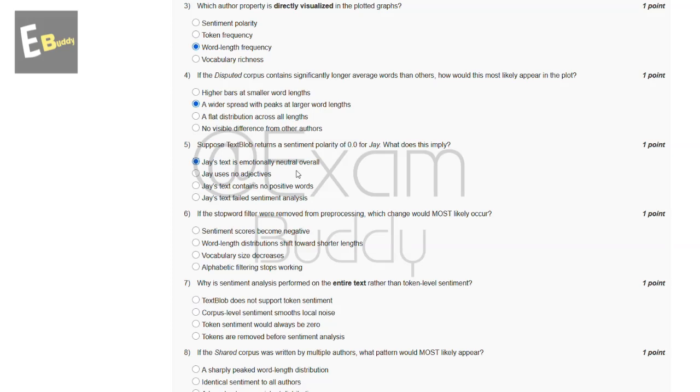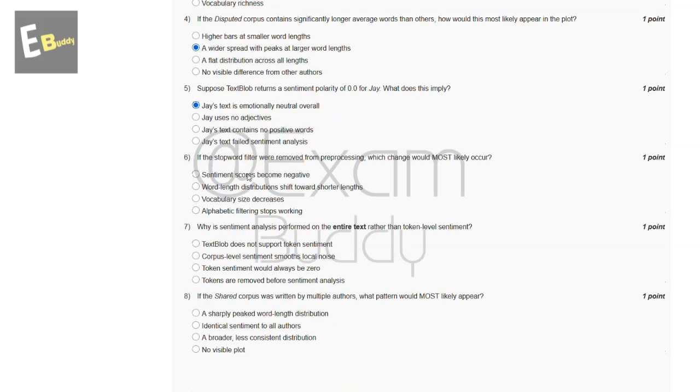And now let's go to our question number 6. If the stop word filter were removed from pre-processing, which change would most likely occur? So these are the options, and the answer to our sixth question is B. Word length distribution shifts toward shorter lengths.